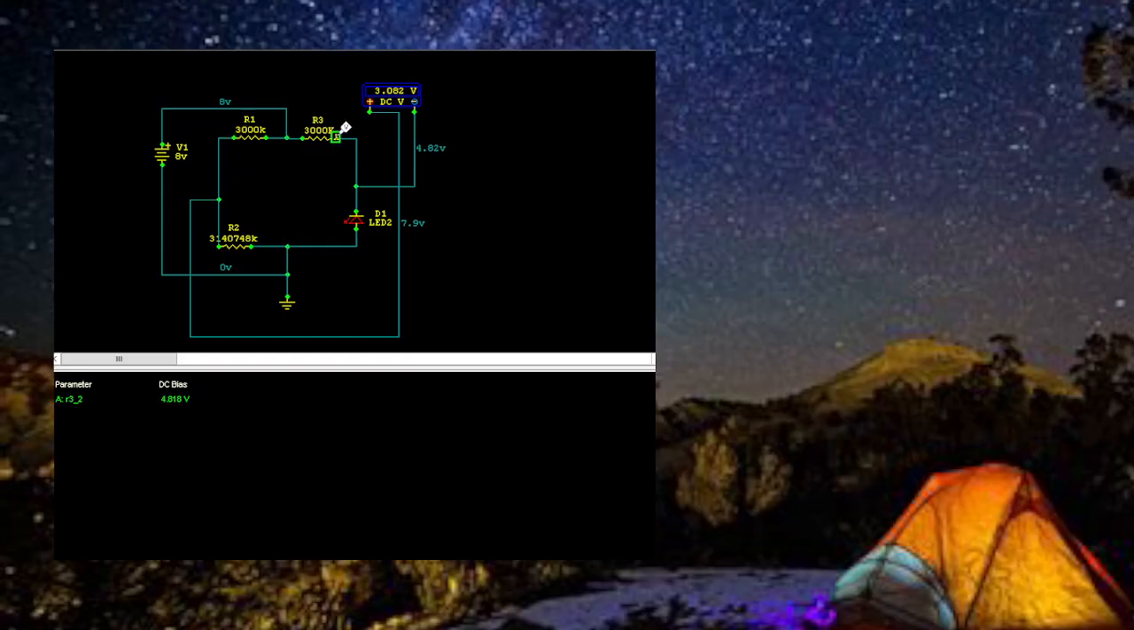I've got 8 volts there. I've got 4 volts here. 7.9 and 4.8. Well, that's not good. The voltage differential needs to be... It needs to be... Oh, that's because that's a voltage divider.